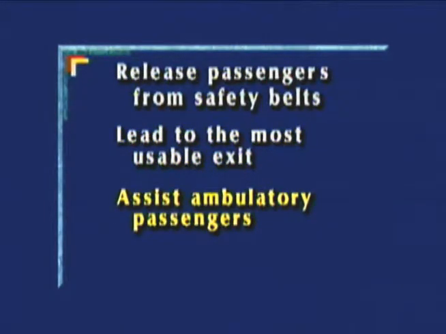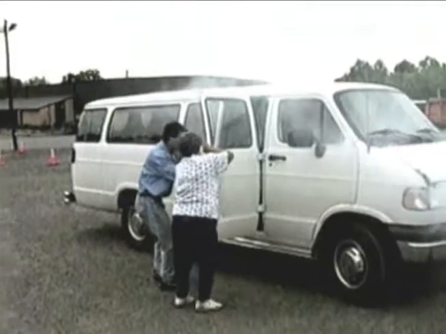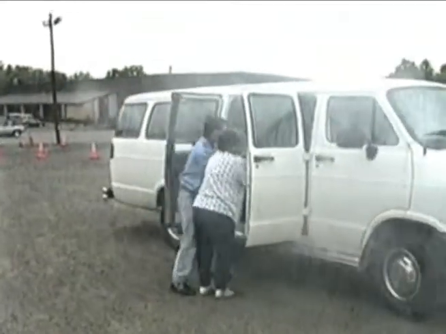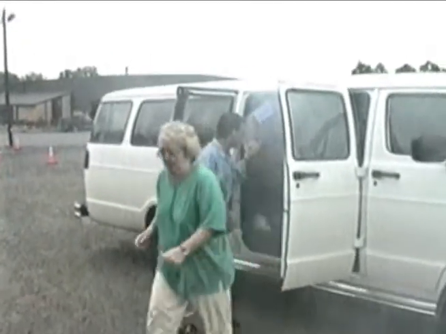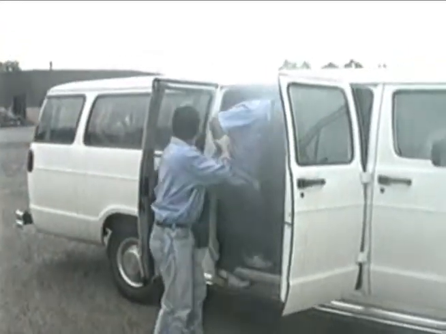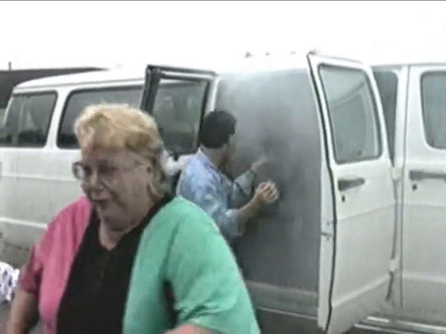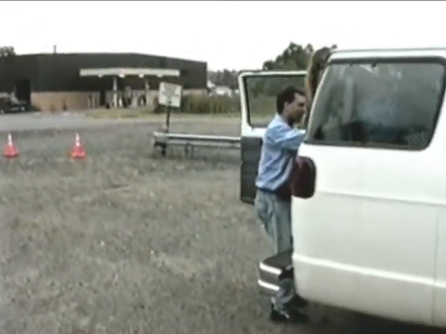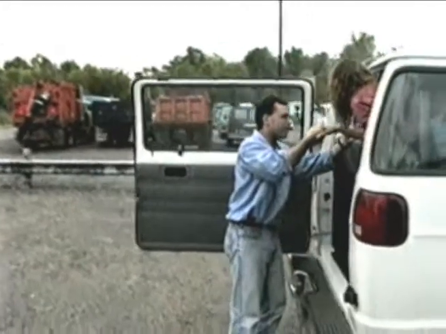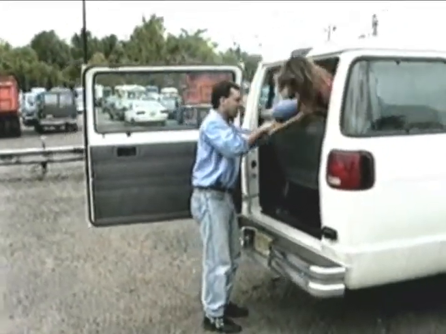Assist ambulatory passengers. There are two types of evacuation to be performed. The first is evacuation of ambulatory passengers who need minimal to no assistance. Tell passengers to release their seatbelts, get up, and leave through the safest exit. However, many passengers can't do this without assistance because of shock, disorientation, or pre-existing physical conditions.